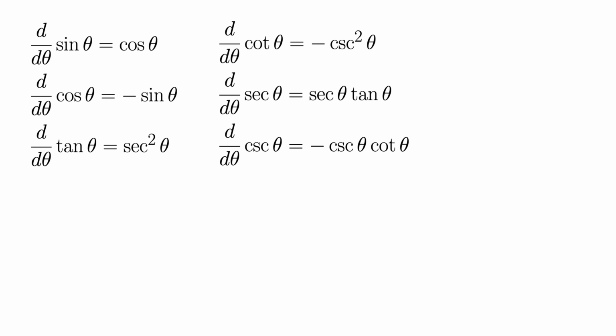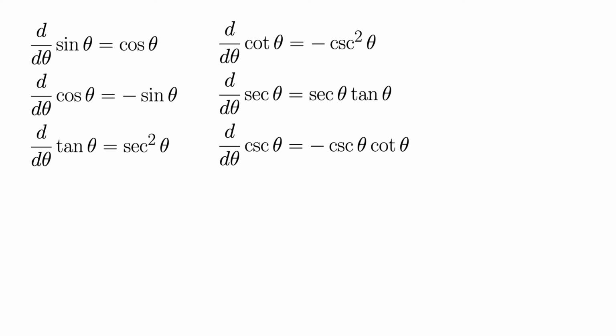So here they are. We've already seen the first column here. We have d by d theta of sine theta. So the derivative of sine theta is cos theta. The derivative of cos theta is negative sine theta. And the derivative of tan theta is secant squared theta. And you can do these in terms of theta or x. It doesn't make a difference. Here we have theta just because we're kind of used to seeing theta with trigonometric functions.